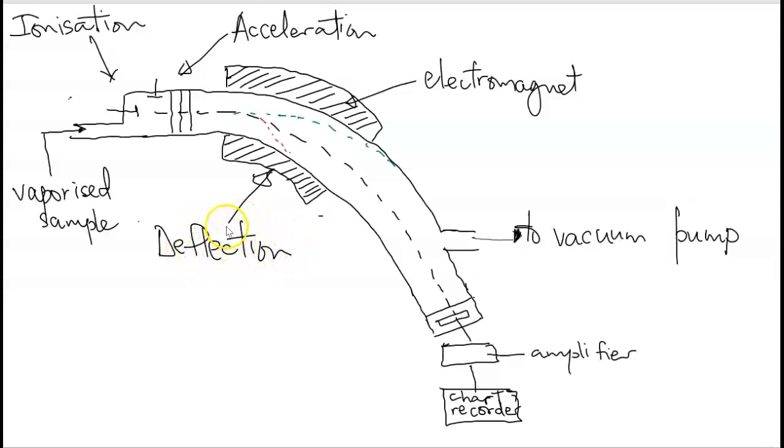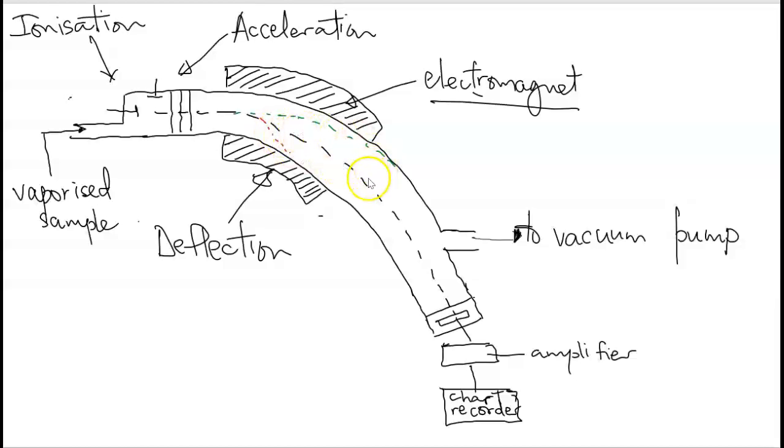Deflection is when the ions are actually bent, so they are bent by a magnetic field. We can have several possibilities happening. We can have some of the ions deflecting to a large extent, so they are bent a lot, where we have some ions which are deflected the least based on the mass to charge ratio. So the heavier ones will be deflected the least, while the lighter ones will be deflected the most.